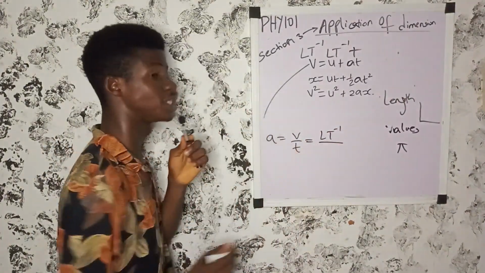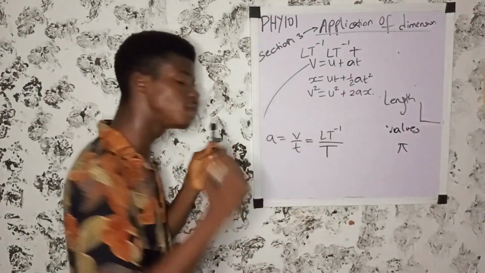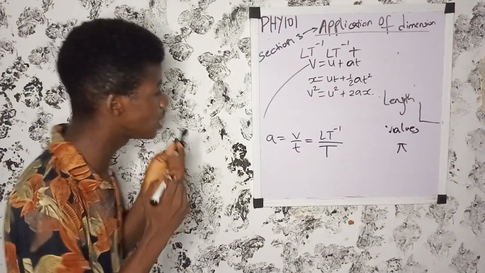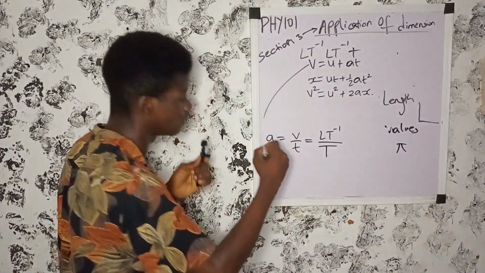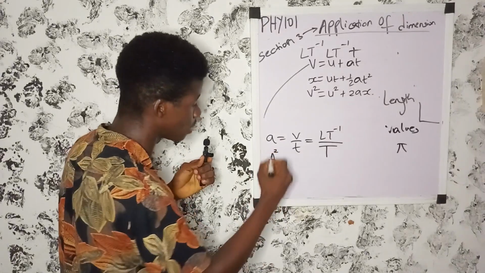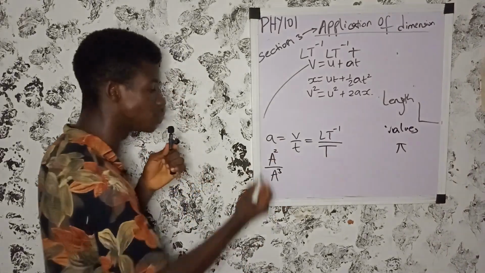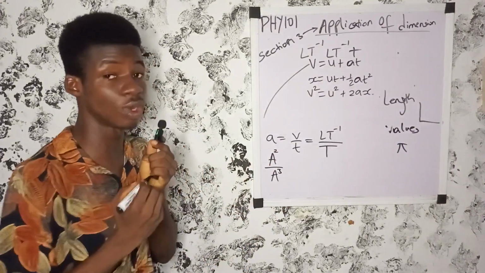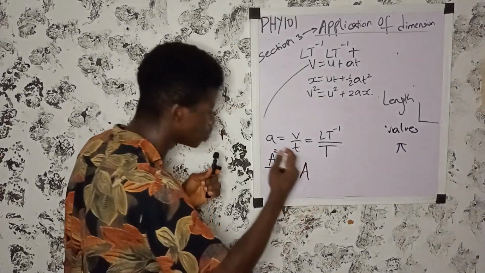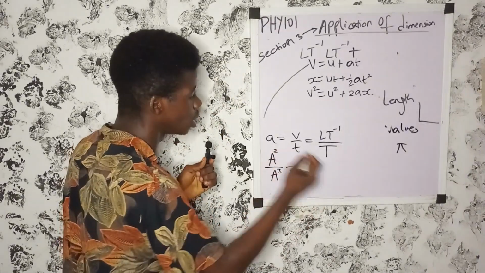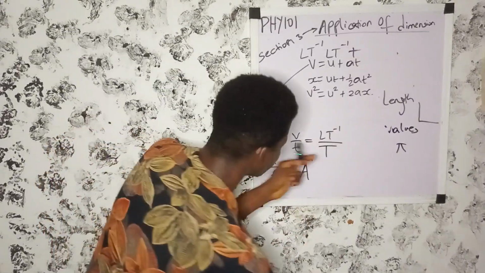Now, what is the dimension for time? The dimension for time is capital letter T. Now, if you go back to the laws of indices, I told you guys earlier that when two bases are dividing each other, let's say this one's power is 2 and this other one's power is 3, when two equal bases are dividing each other, you bring out one of the bases, then you subtract their powers. 2 minus 3 will give you minus 1.